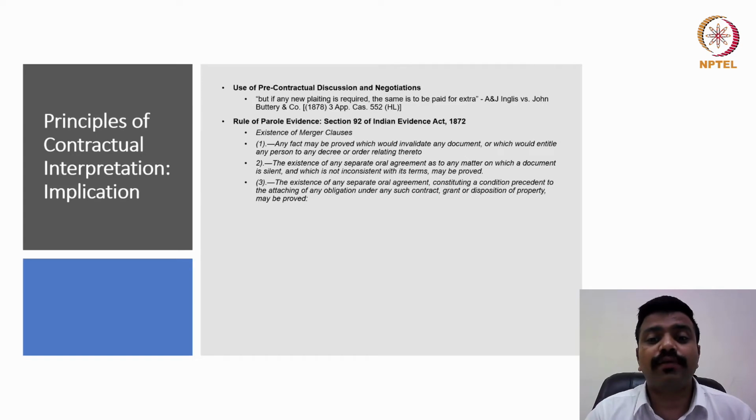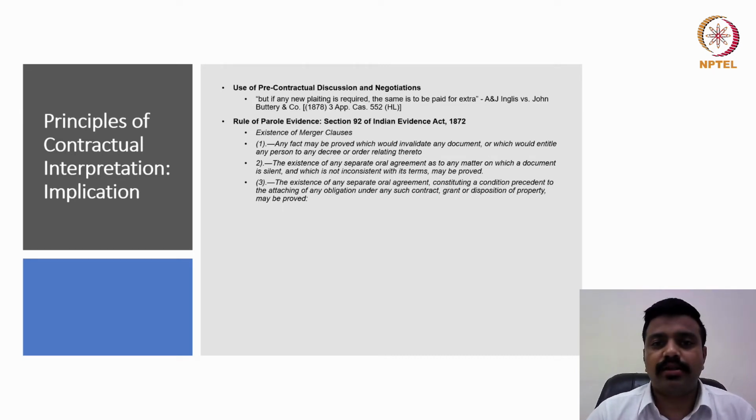The third one is the existence of any separate oral agreement constituting a condition precedent to the attaching of any obligation under any such contract, grant, or disposition of property. Please note that this is a particular aspect that speaks about a condition precedent. So this covers the aspect where there is a separate oral agreement, wherein it is provided that, see, as long as you perform that particular condition precedent, you will be entitled to the benefits under the new contract. So if there is such existence of a separate oral agreement, in those circumstances, the rule of parole evidence operates to read such separate oral agreement also into the contract.